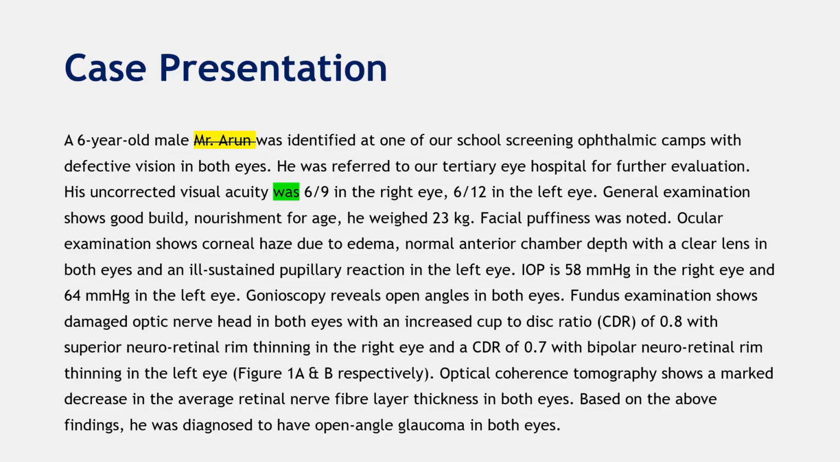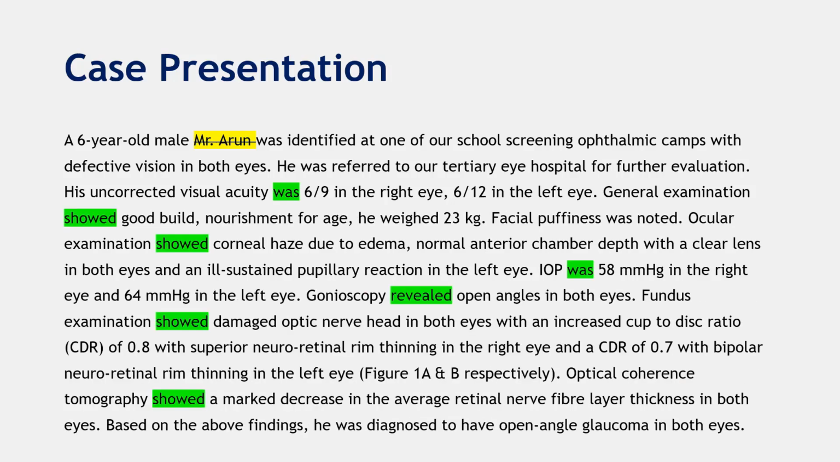Whereas when you write a protocol for your research committee or an ethical committee meeting, it should be in the future tense. You'll write, gonioscopy will be performed using a 2-mirror or 4-mirror lens. Whereas when you write a case report or a final manuscript, it should always be in the past tense because it has already been completed. Similar tense errors were seen in a lot of places. We'll just convert everything into past tense.